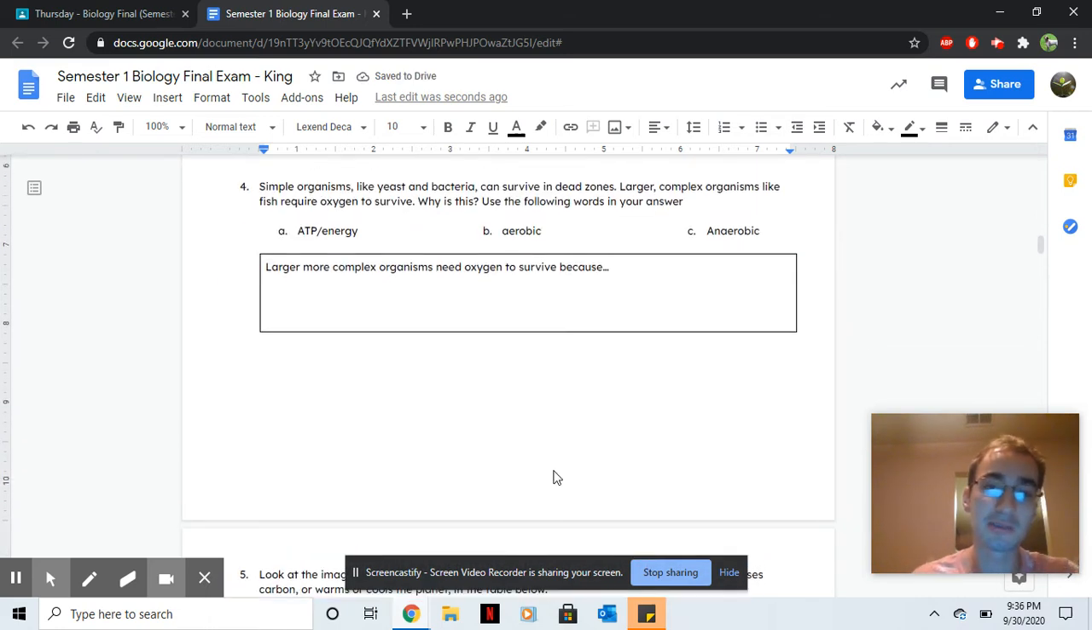Next one, simple organisms like yeast and bacteria can survive in dead zones. Larger complex organisms like fish require oxygen to survive. Why is this? Use the following words in your answer.